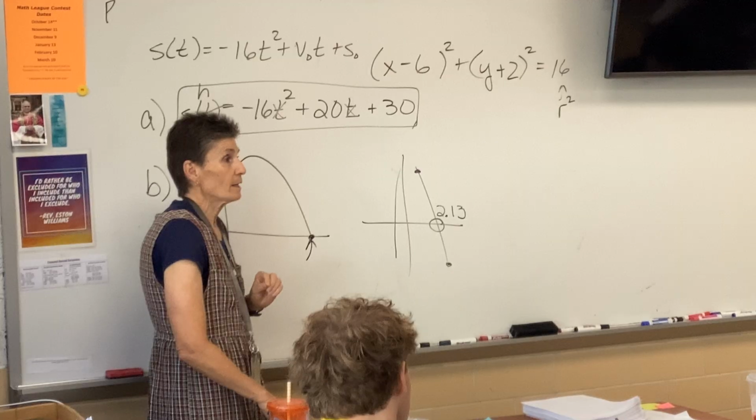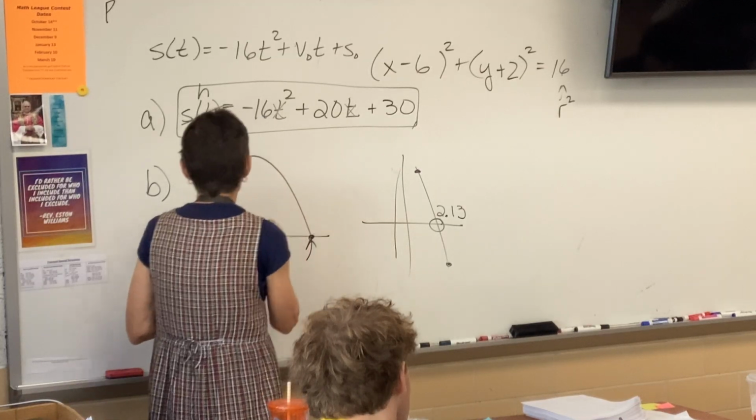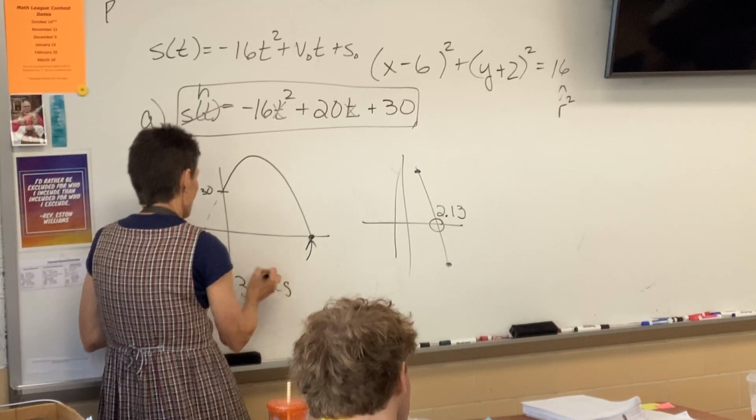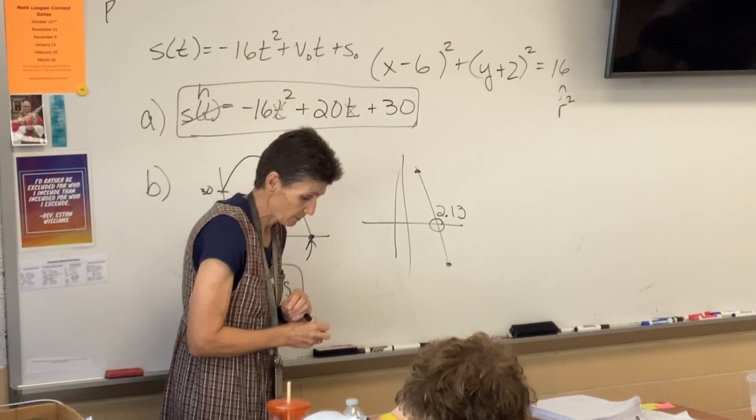When does the ball hit the ground? After 2.13 seconds. Put a unit on that. 2.13 seconds. That's when it hits the ground.